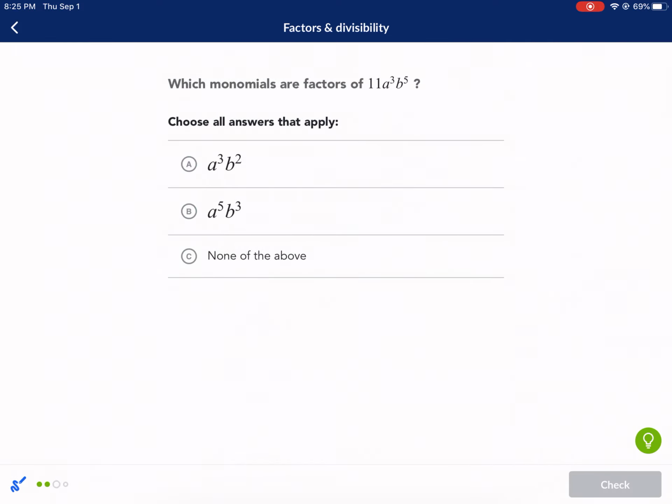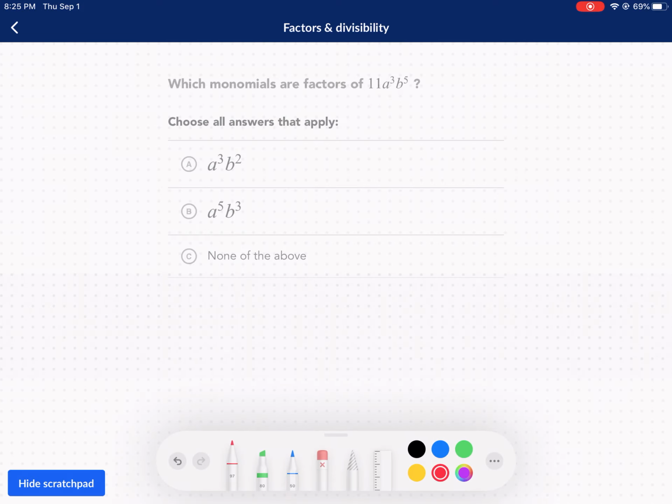Okay, next question. Which monomials are factors of 11a cubed b to the 5th? This one's a little trickier. Okay, notice how both our options A and B do not have any coefficients. So we don't have to worry about the 11 there. Good thing, because it's prime. Okay, but we have to only concern ourselves with the letters. So we have a cubed.